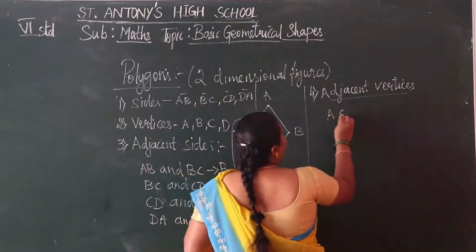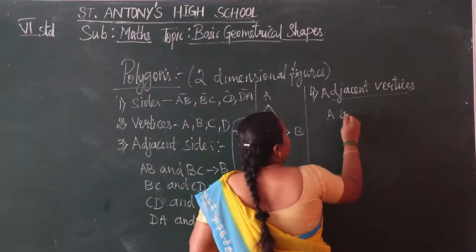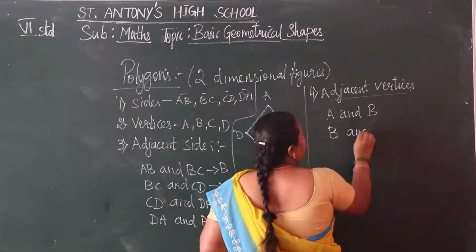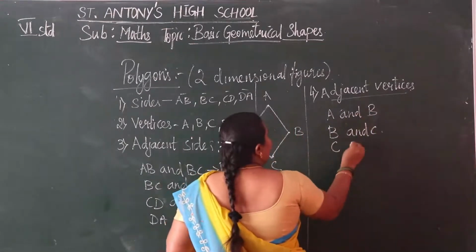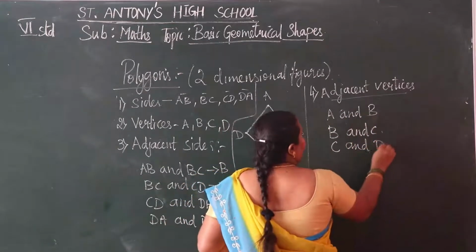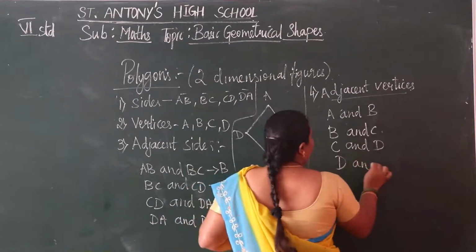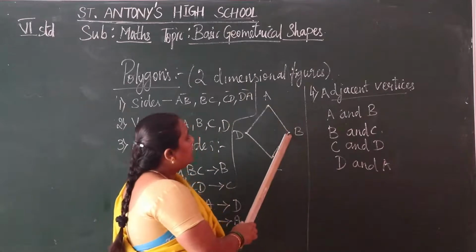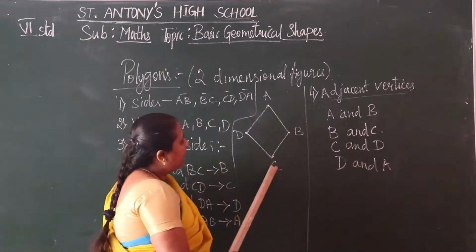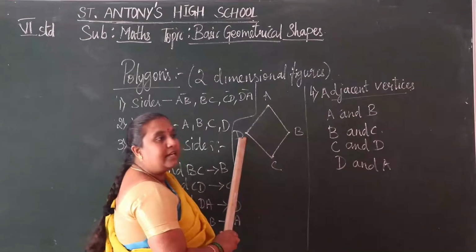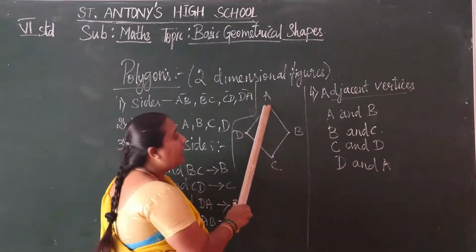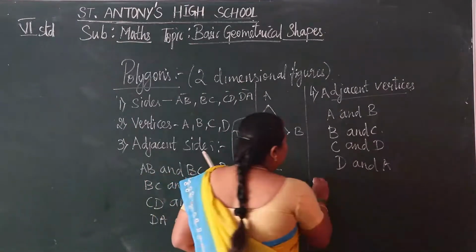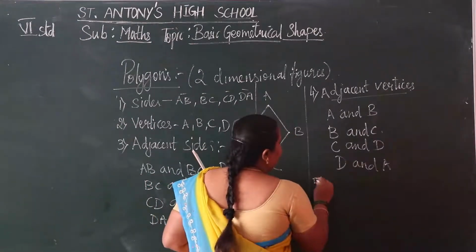Okay, so A and B are adjacent vertices. B and C are adjacent vertices. C and D are adjacent vertices. D and A are adjacent vertices. Okay, then we move on to the next part of the polygon.